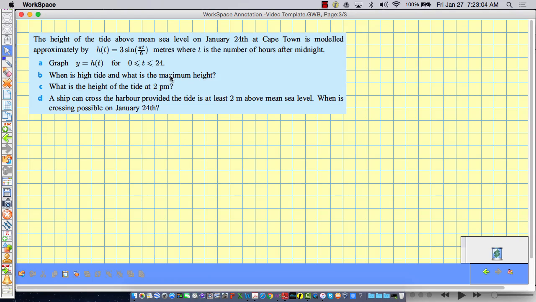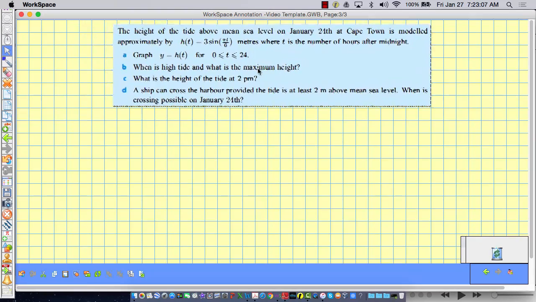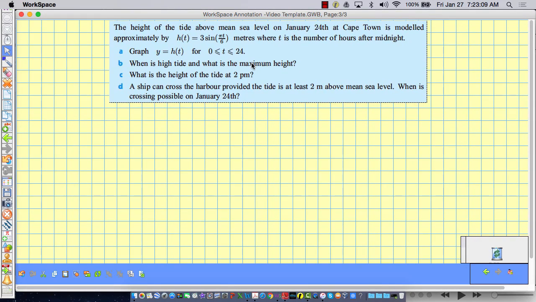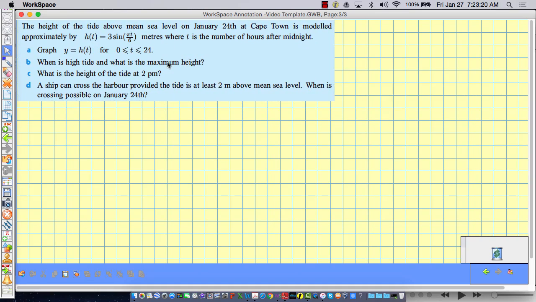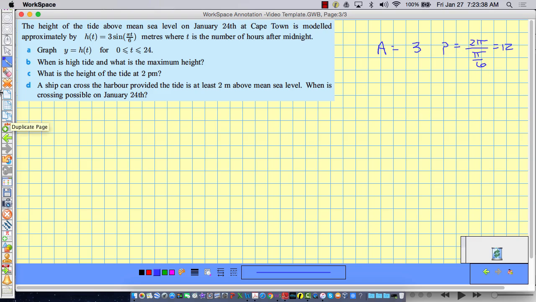Okay, so here we go. I'm going to move over here and create a grid so I can model it a little bit better by hand. We're also going to use a calculator, but we should be able to sketch this. All right, so graph H of T for 0 less than or equal to x less than or equal to 24. T is the number of hours after midnight. So I know clearly my amplitude is equal to 3, and my period is going to be equal to 2 pi over pi over 6, which is equal to 12. So that makes for a very nice trigonometric graph.